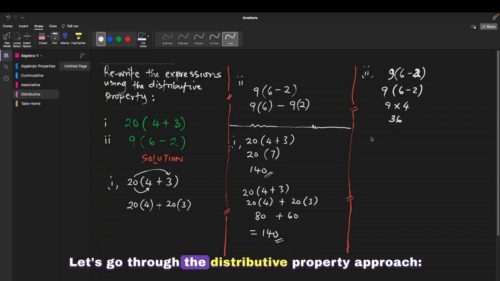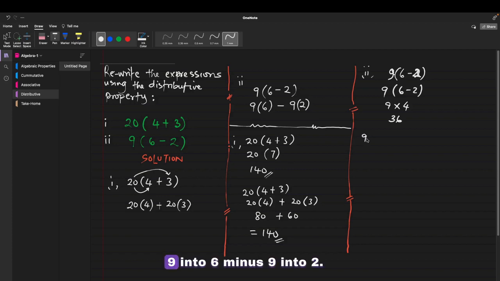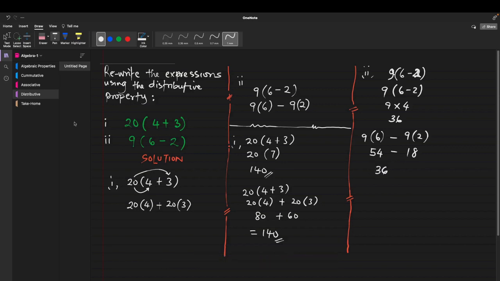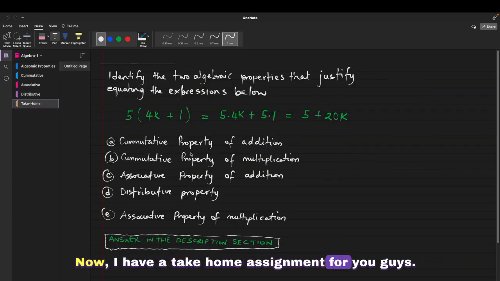Let's go through the distributive property approach. 9 into 6 minus 9 into 2. So 9 times 6 is 54 minus 9 times 2 is 18. So 54 minus 18 definitely is 36.